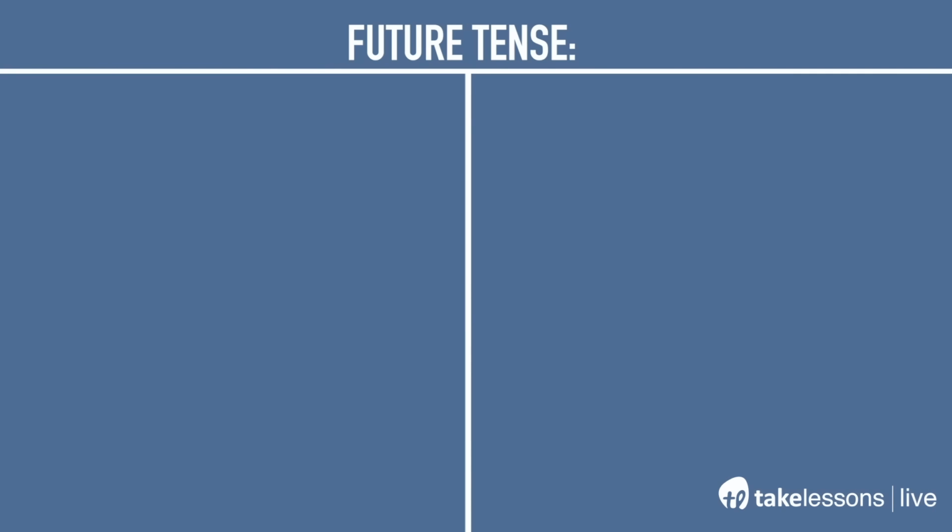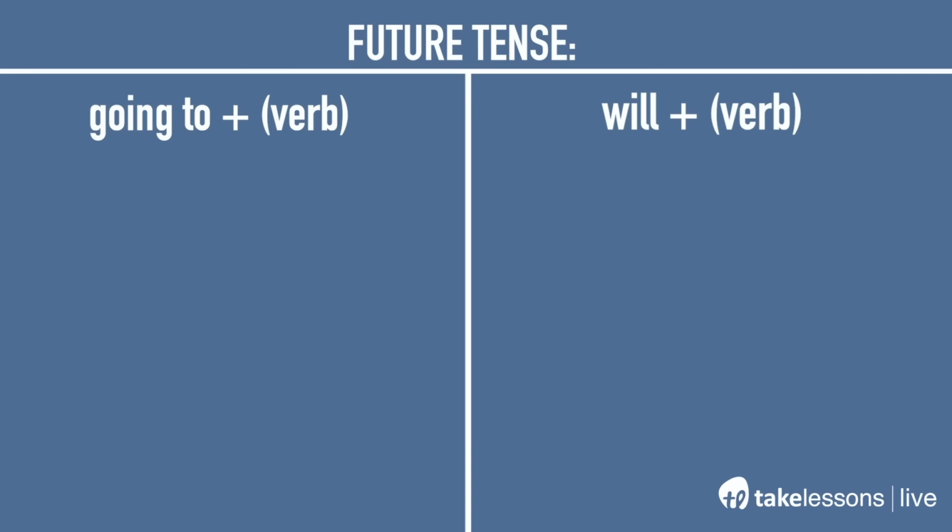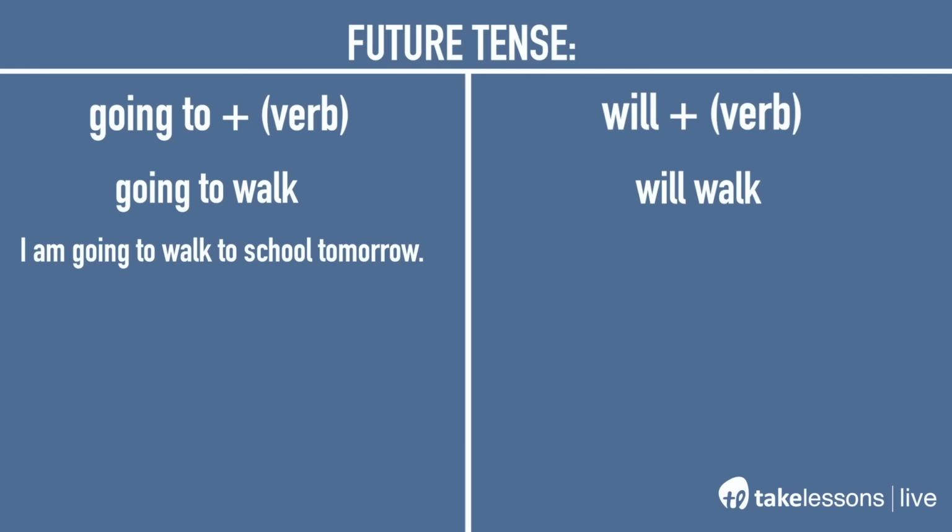Now let's talk about it in the future tense. There are 2 forms of the future tense. The future tense is created by using going to before the verb, or will and then the verb. Going to walk and will walk. I am going to walk to school tomorrow, and I will walk to school tomorrow.